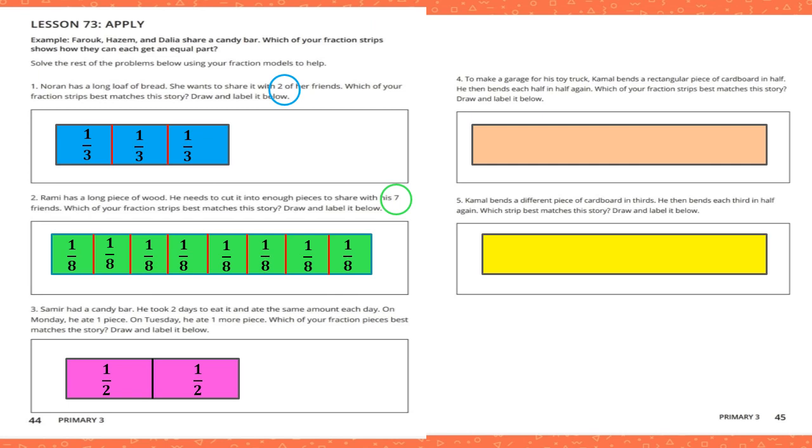Question number 4. To make a garage for his toy truck, Kamal bends a rectangular piece of cardboard in half. Okay, so he cut this rectangular piece into half. Half and half, 2 halves. Then he bends each half into half again. So I have here a half and here a half. He cut this half into halves and this half into halves like this.